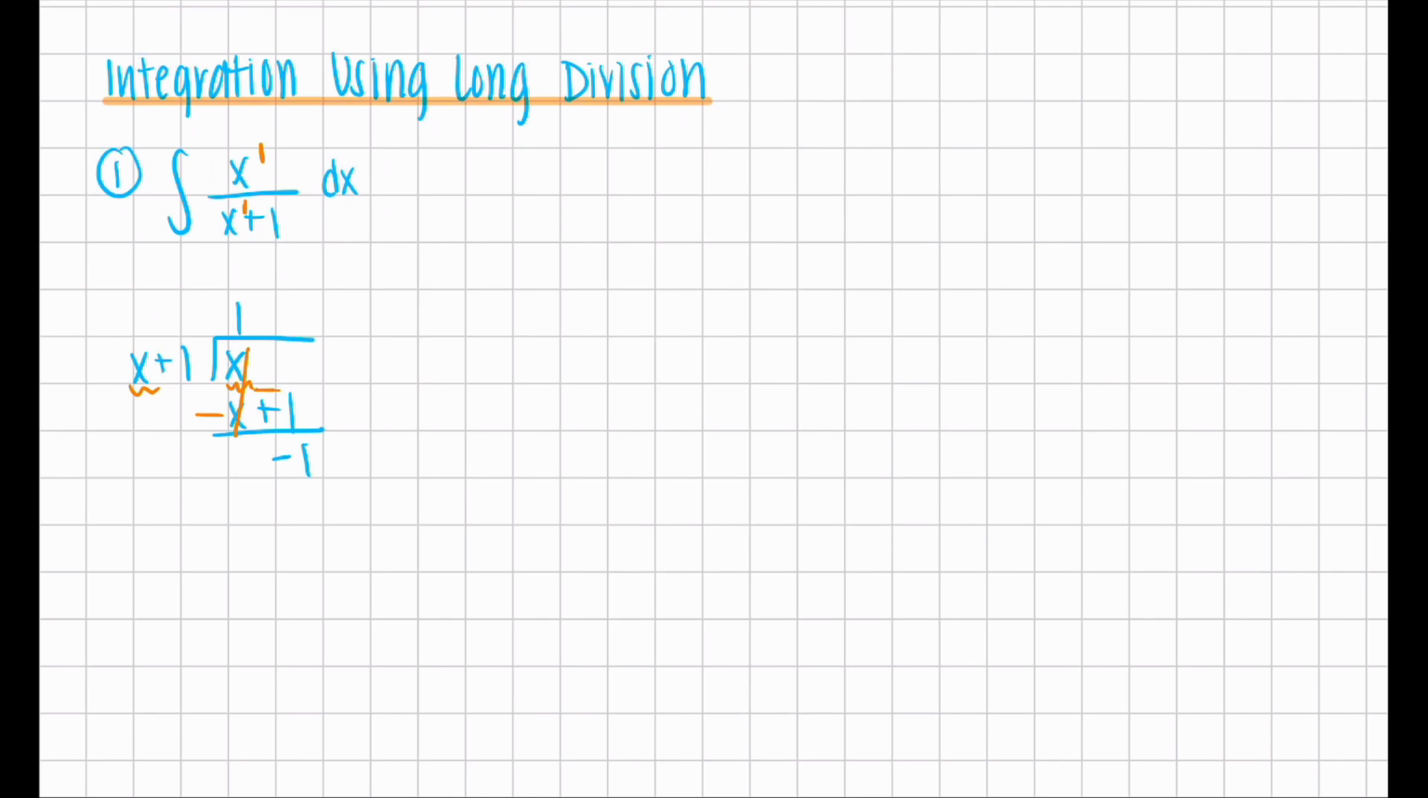Now, it doesn't really make sense for me to say x times what gives me negative 1. That's going to be like a 1 over x with a negative. So when it ends up being something over x, that means that we're done with our long division. So we're going to say negative 1 is our remainder. So I'm going to say minus 1 over, and we always put it over whatever's out front, x plus 1. So I can rewrite my integral. This is the same thing as the integral of 1 minus 1 over x plus 1 dx.